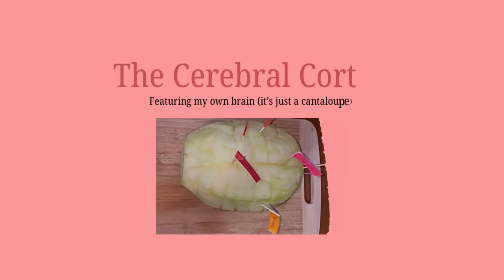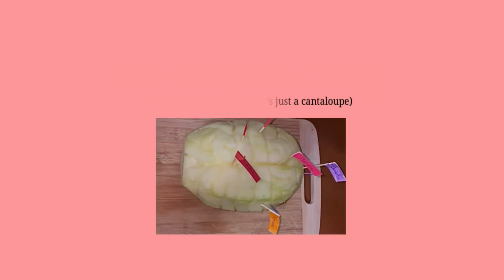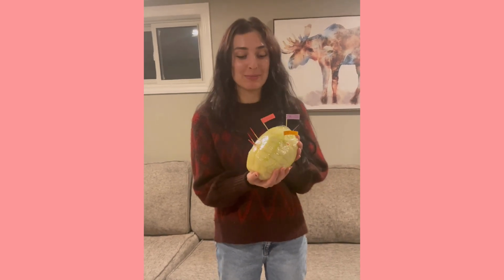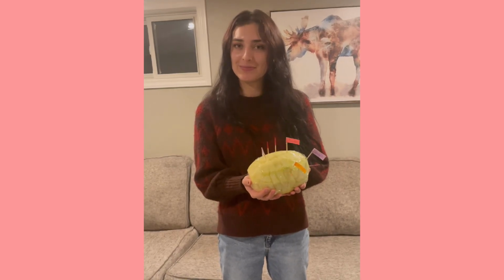Intro to the cerebral cortex and its functions. The cerebral cortex is the most prominent part of the brain. It covers the surface of the entire brain. There are about 6 layers of cells within the cerebral cortex.